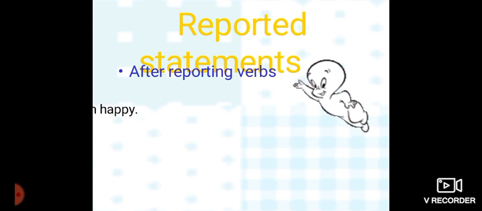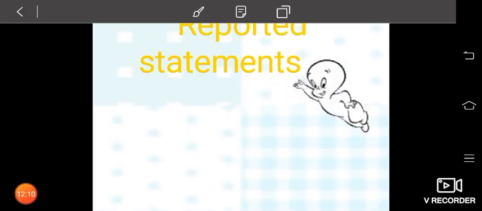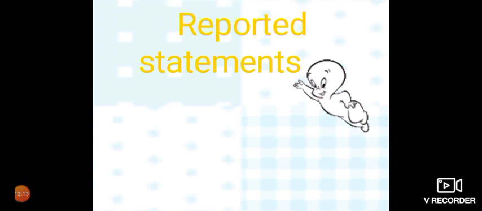First we want to know what is meant by a statement here. If you have any guesses about a statement: a statement is a common sentence. Now we are going to see reported statements. First we want to know the statement. What is meant by a statement? It is a kind of sentence type. A statement gives information or ideas. It is a simple or ordinary sentence. It is also called a declarative sentence in English.